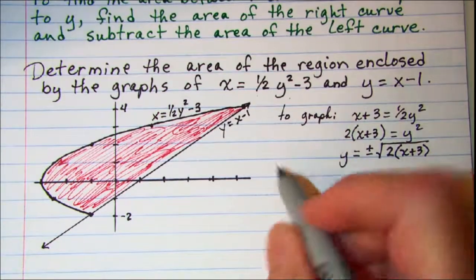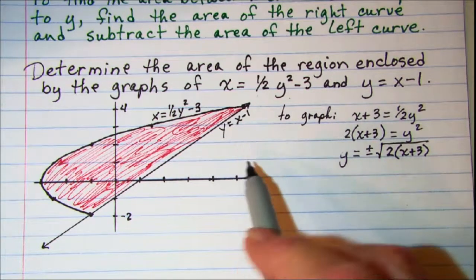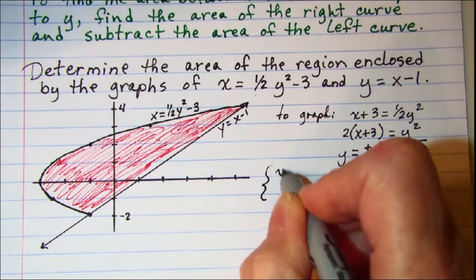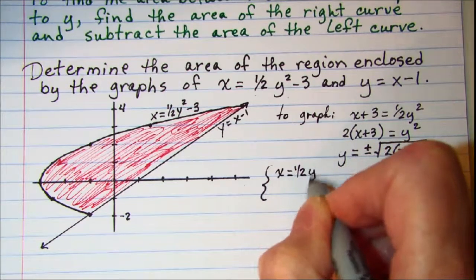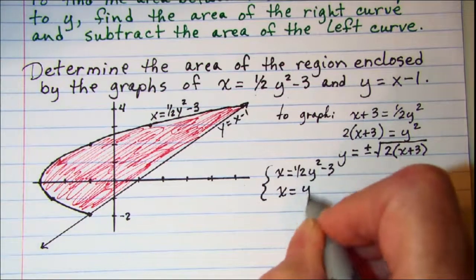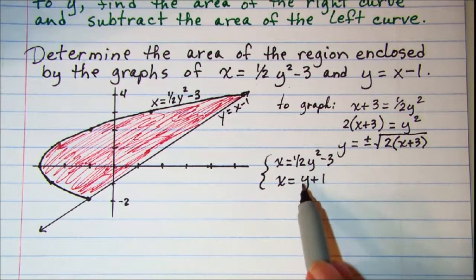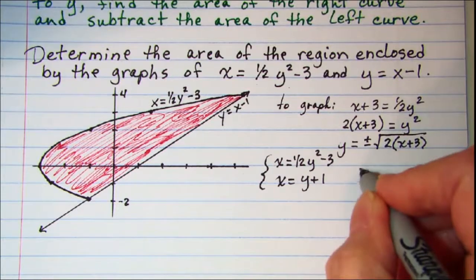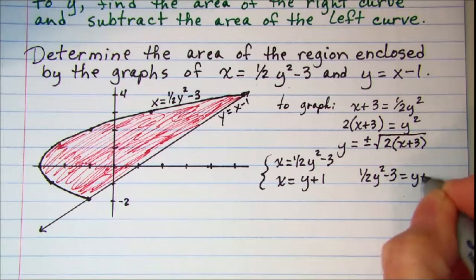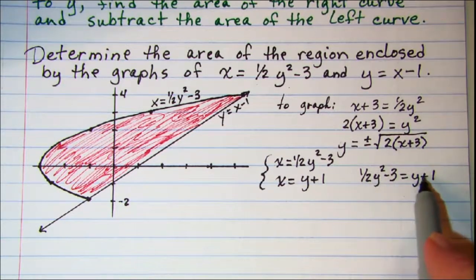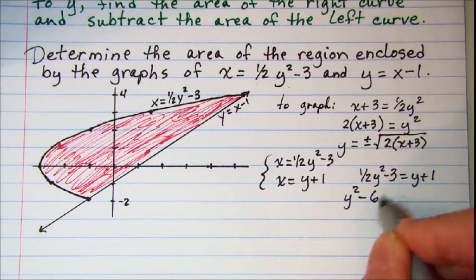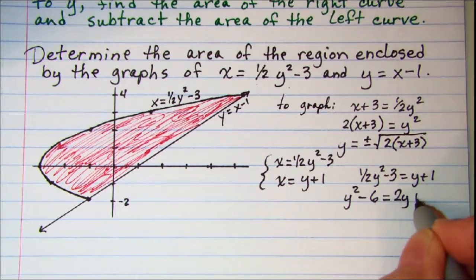So we want to first find the points of intersection of the two graphs. So we want to solve the system x equals 1/2 y squared minus 3, and this equation would be x equals y plus 1. We can solve this with substitution. So we have 1/2 y squared minus 3 is equal to y plus 1. I'm going to multiply both sides by 2 to get rid of this fraction. So y squared minus 6 is equal to 2y plus 2.